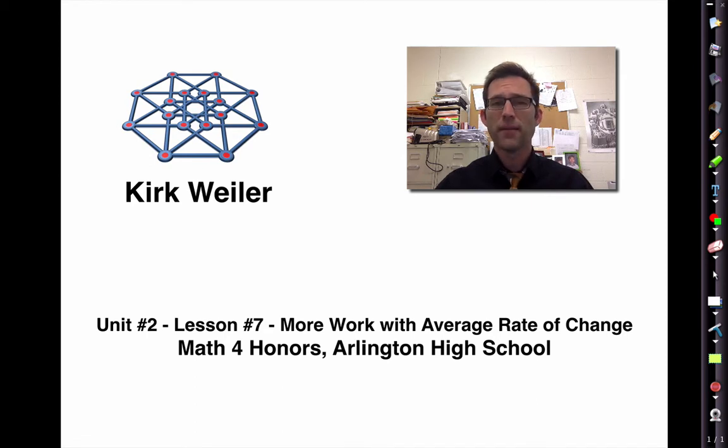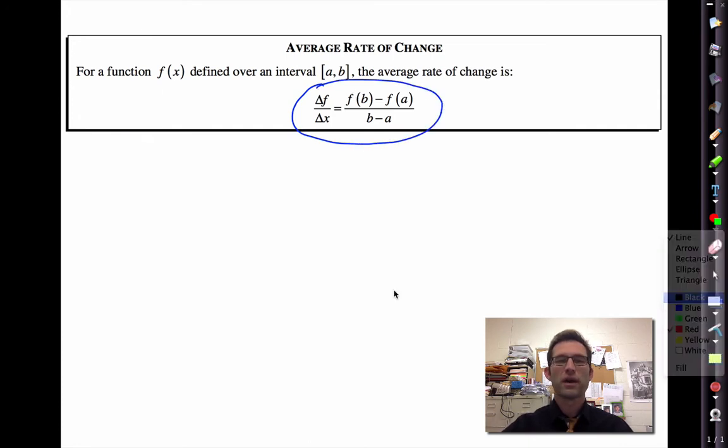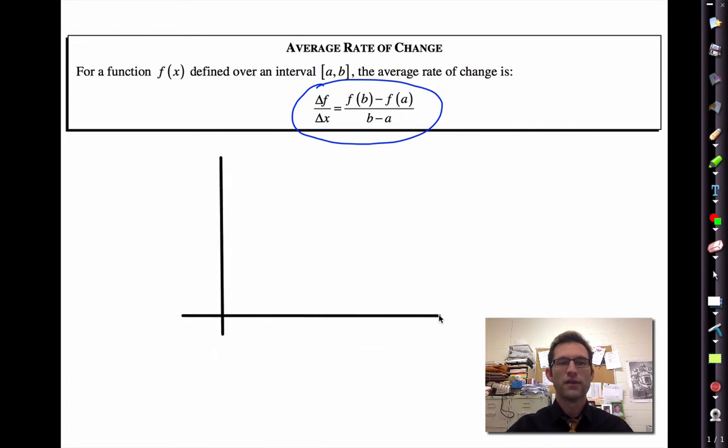So our first attempt in actually doing this modeling is by using average rate of change. Let's start by reviewing the formula for average rate of change. All right. So average rate of change says for a function f of x defined over the interval a to b, the average rate of change is the following. Now often formulas like this can be very, very abstract. So just for a moment, let's make sure that we understand the geometric idea of this.